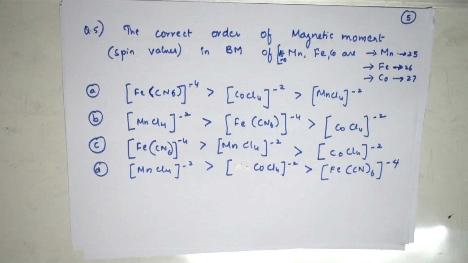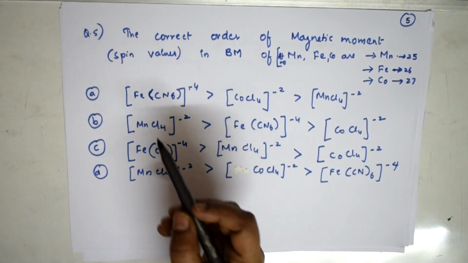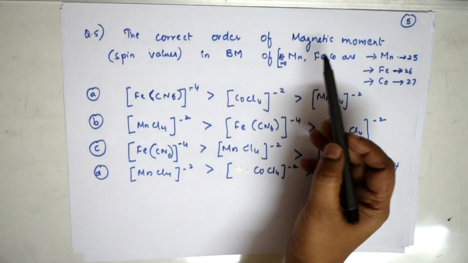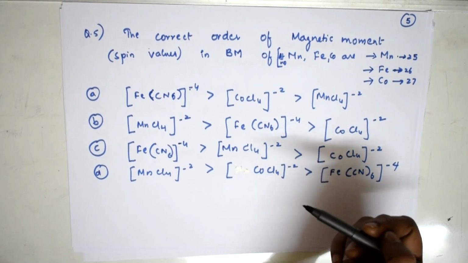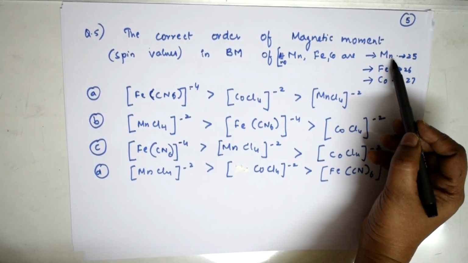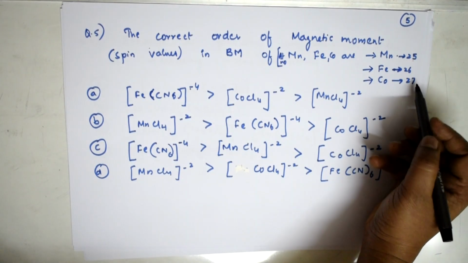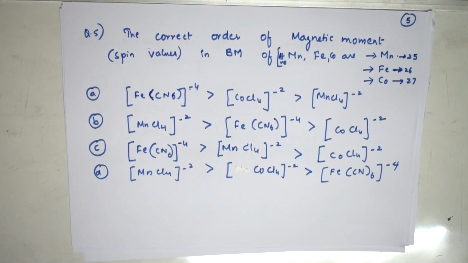Right, let's come and do the 5th question, students. One more concept on the magnetic moment. Here they've given the correct order of magnetic moment, that is the spin values in Bohr magneton of the following. So here they've given manganese, iron, cobalt. They've given the atomic number for manganese 25, iron 26 and cobalt 27. So here I have to find what is the correct order of magnetic moment.